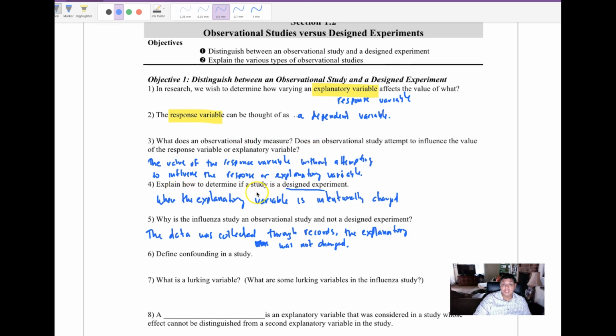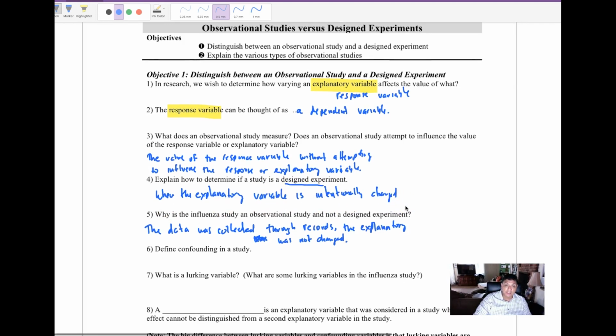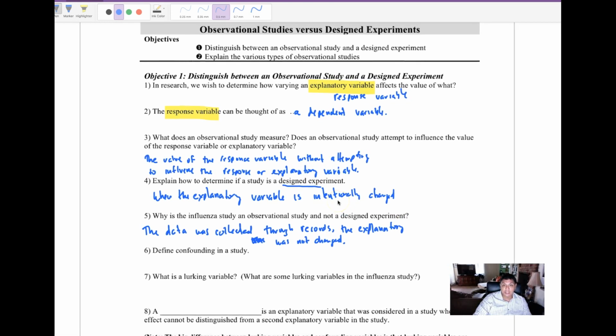Explain how to determine if a study is a designed experiment. When the explanatory variable is intentionally changed or altered, we have a designed experiment. We're changing the explanatory variable to see if that has an effect on the response variable.